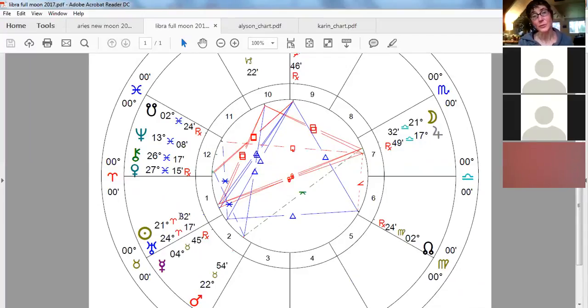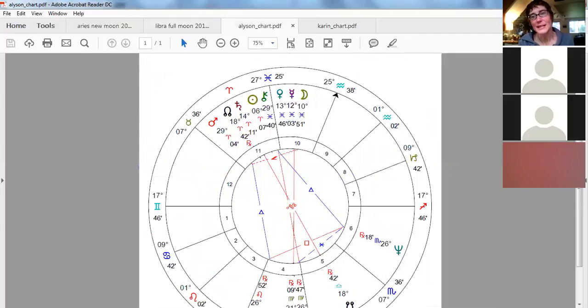And the full moon always happens in the sign opposite the sun. So right now we have the sun in Aries, which means the full moon will be in Libra. Okay, so the important part here for our purposes is that the full moon is happening at 21 degrees of Libra. And so that's the degree we're going to look for as we look at the example charts.